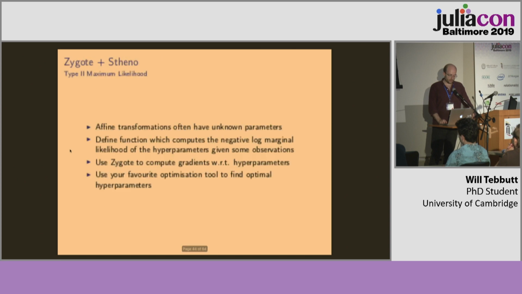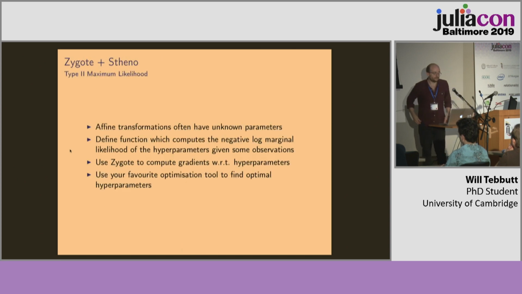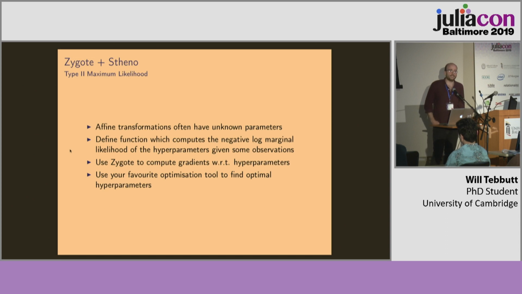So I'm going to go into some examples now. Firstly, Zygote and Stheno. I had a poster here last year on Stheno, and at that point the package was much less mature than it is now. At that point we couldn't propagate gradient information through it, which was very, very sad. But now Zygote does work through it, which is great. So we can do reverse mode AD.